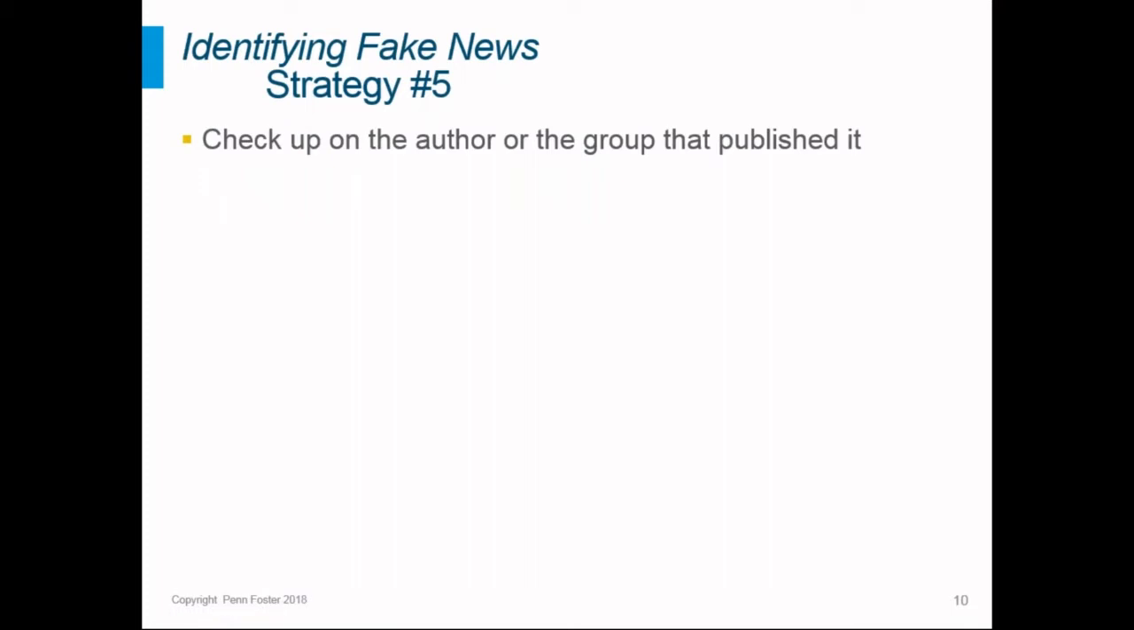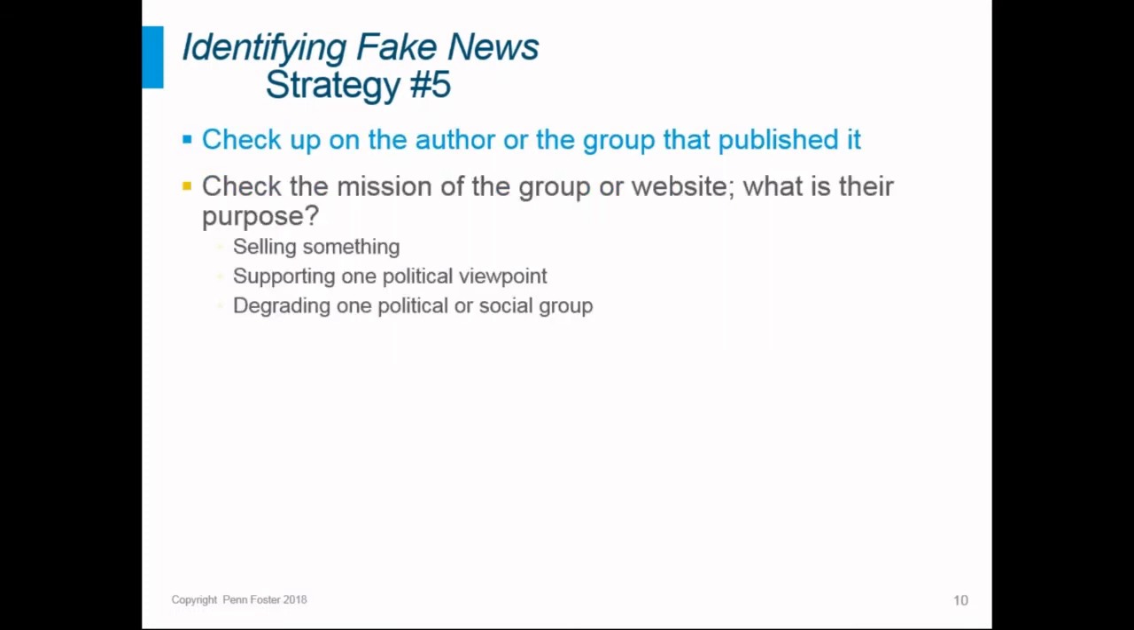Strategy number 5 is to check up on the author or the group that published it. Check the mission of the group or website for what their purpose may be. If they are selling something, supporting one political viewpoint, or putting down one political or social group, they're likely to be very biased. Remember that getting web traffic is also a primary reason for writing fake news. The more people that click on their link, the more money they get. So some sites will write anything to get views.